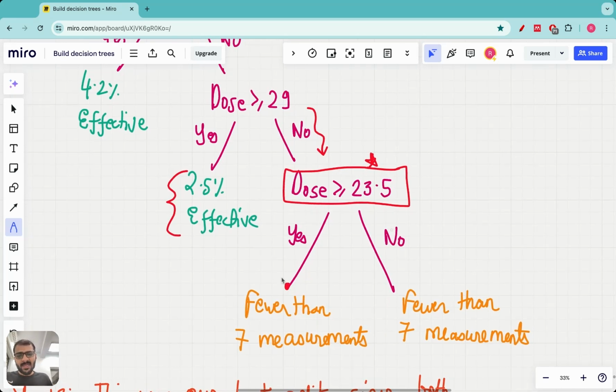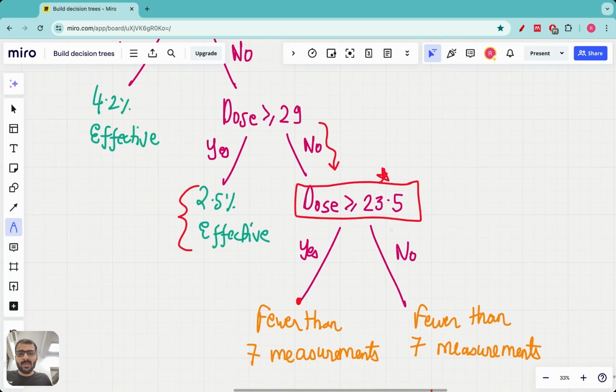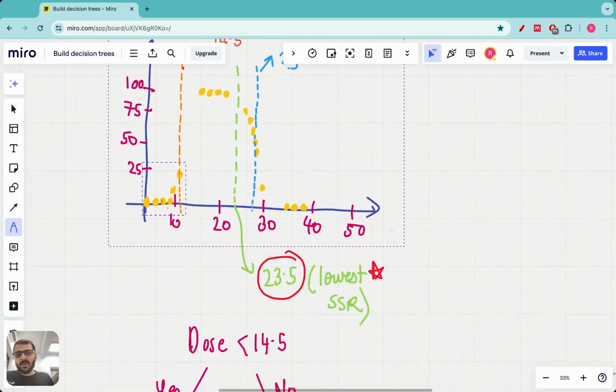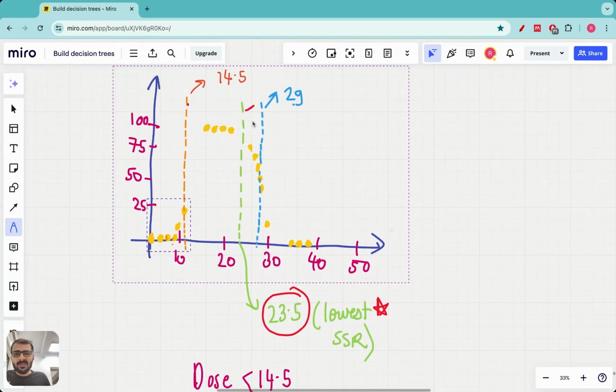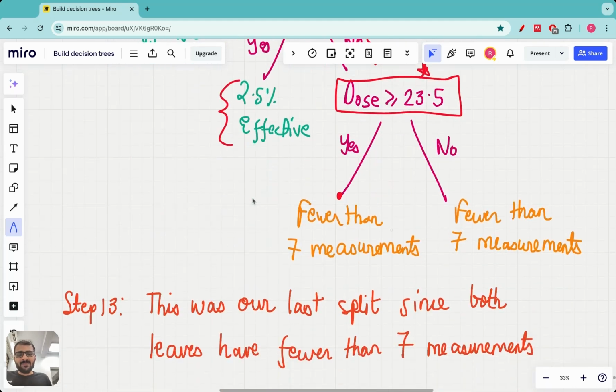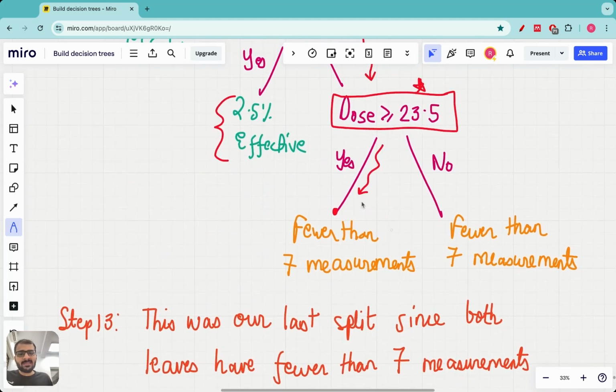So let's see for the yes category first. In the yes category, it means that dose is greater than 23.5, correct? But we are in this section, which means that dose is less than 29. So this section means that dose lies between 23.5 and 29. So if dose is greater than or equal to 23.5, we are in this part, and you can see this has less than seven measurements, which I have already written here.